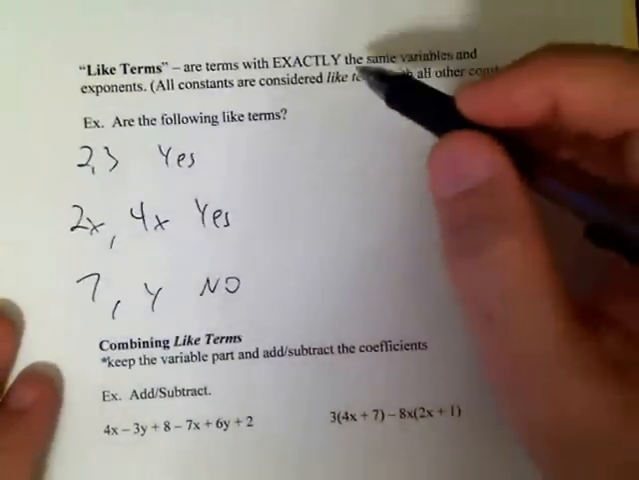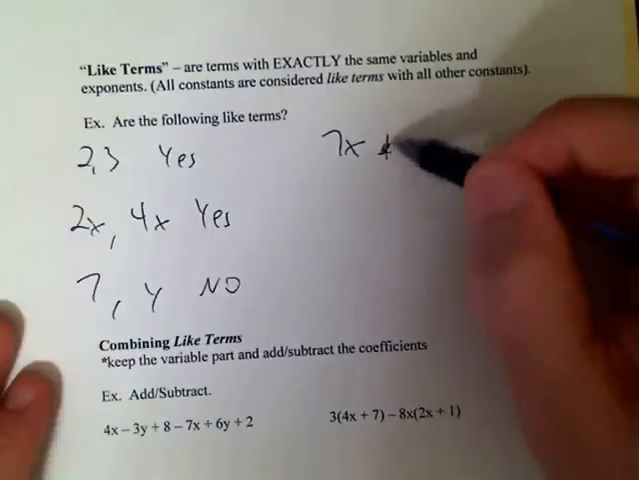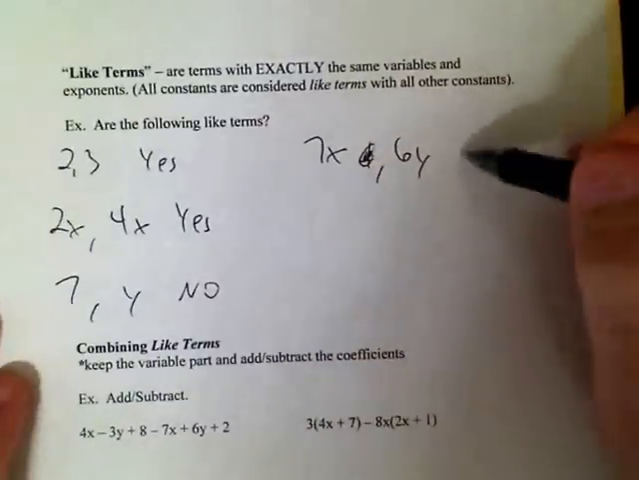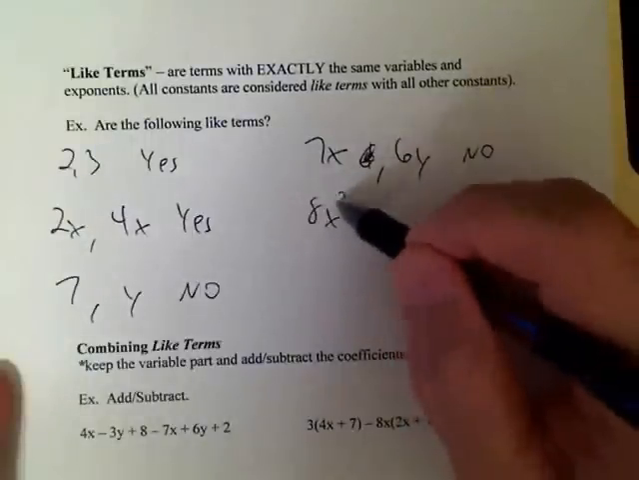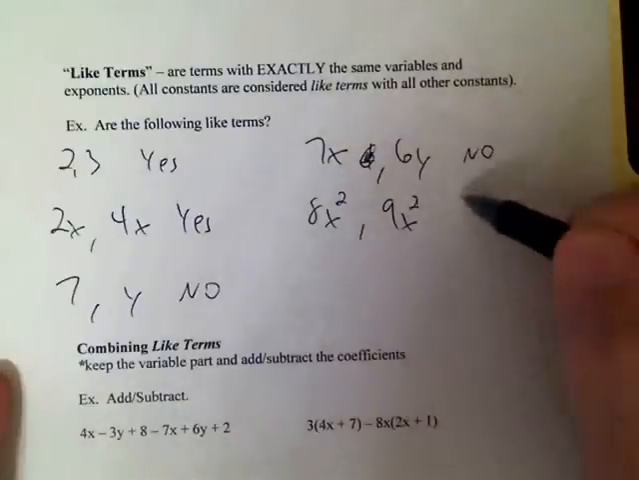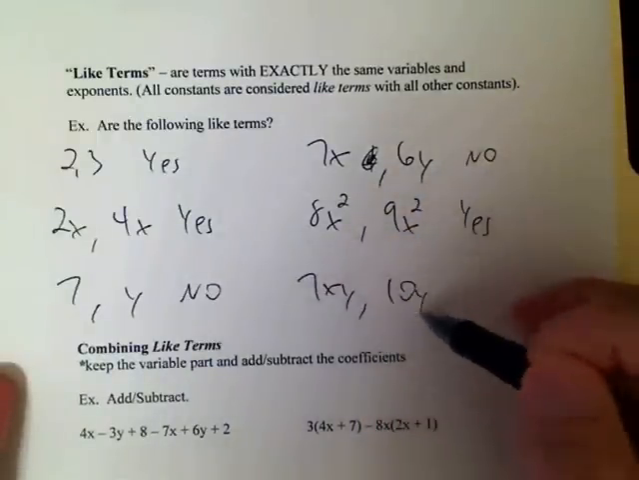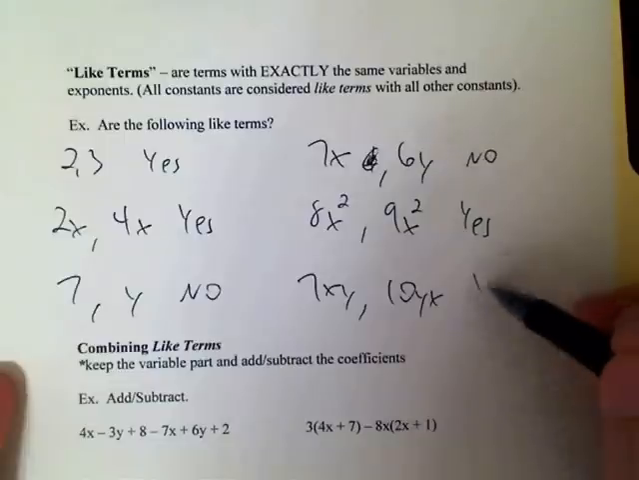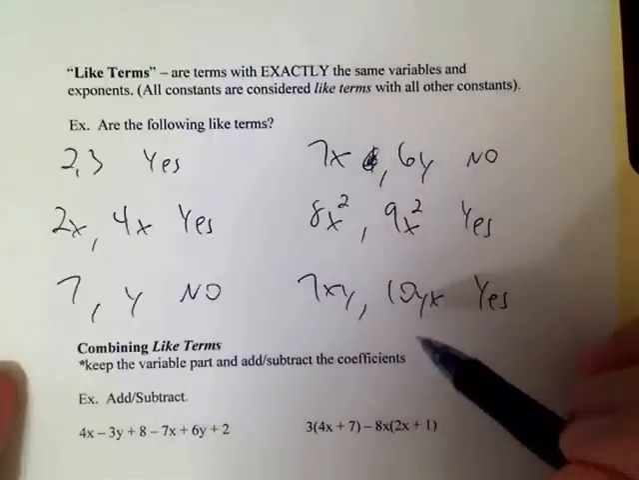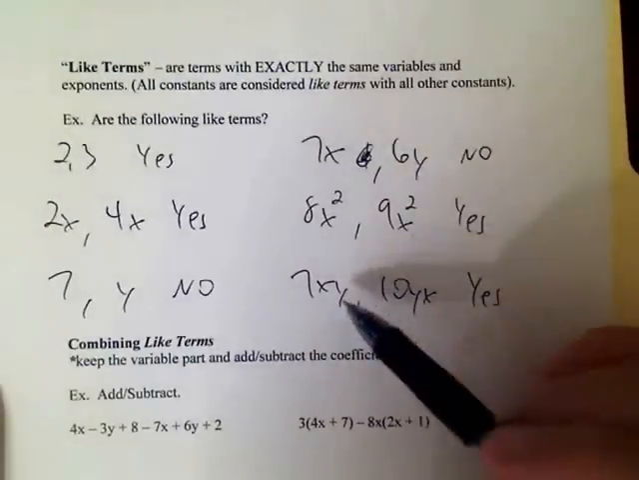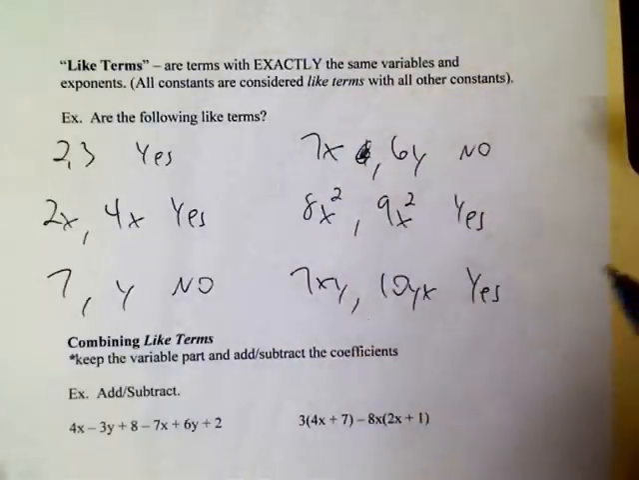Let's see, how about 7x and 6y? The answer is no. They have different variables. If they have variables, it's got to be the same variable. How about 8x squared and 9x squared? The answer is yes, they both have x squared. How about this one? 7xy and 10yx? Answer is yes. xy, yx, same thing. Since 7 times 3 is equal to 3 times 7. Doesn't matter what order you multiply. That's the commutative property of multiplication. It does not make a difference. It's the same thing.